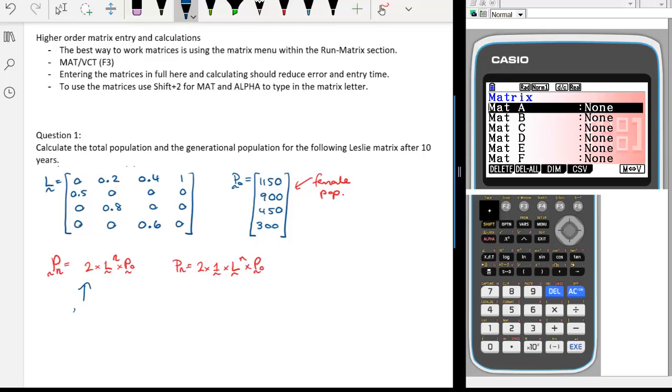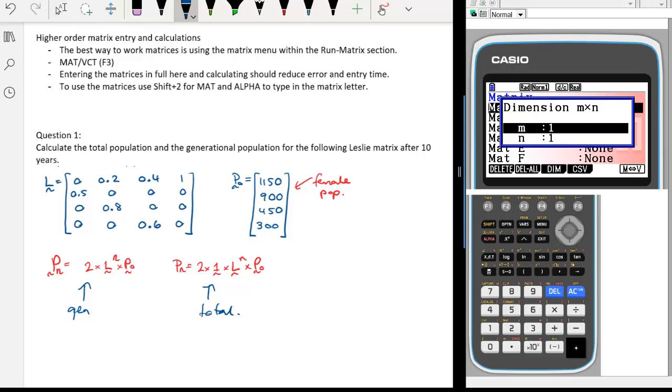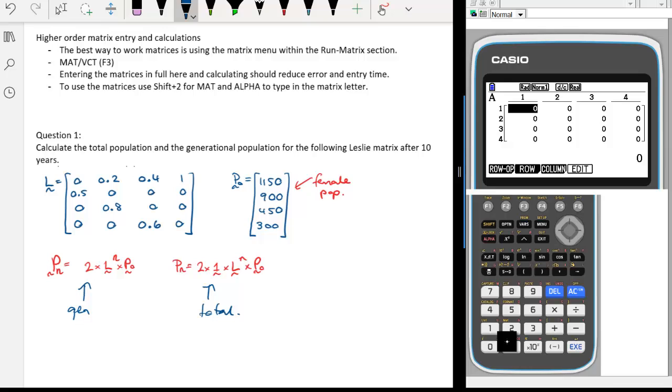This one gives us our generational. This one gives us our total. So we're going to do both of these. In order to do this for these Leslie matrices, we'll need the Leslie matrix, obviously. So the Leslie matrix will be matrix A, and it's a 4x4. So I'll just enter in the information.